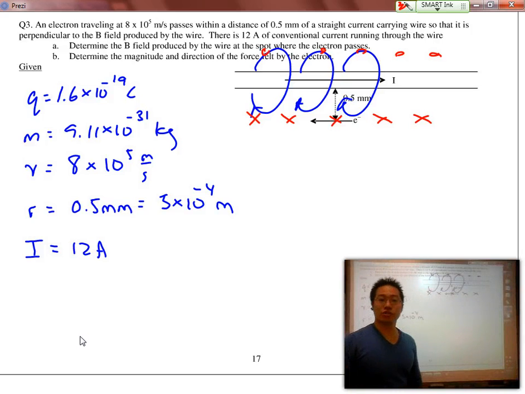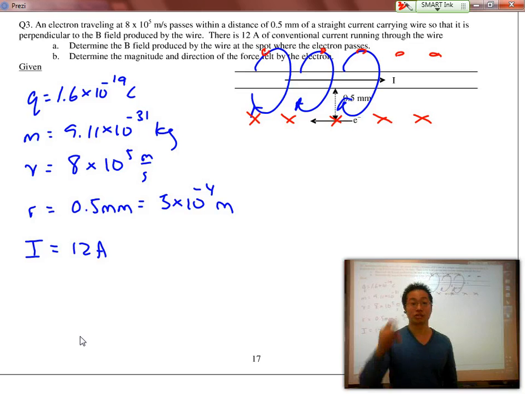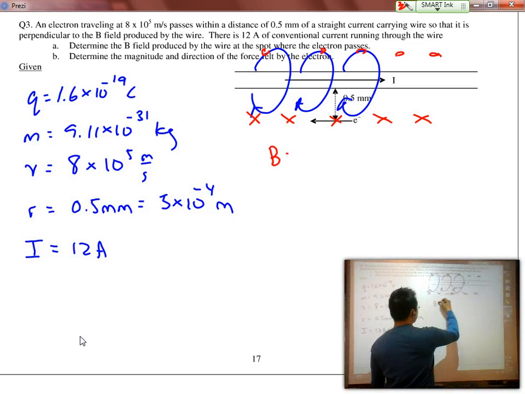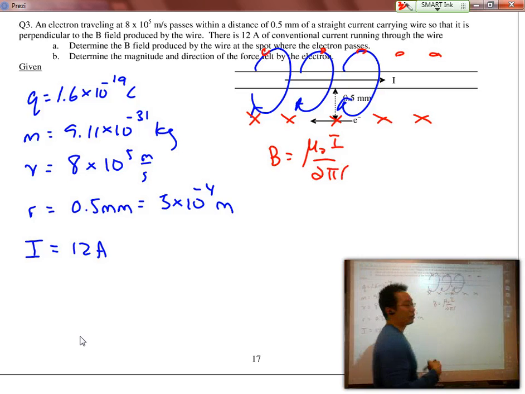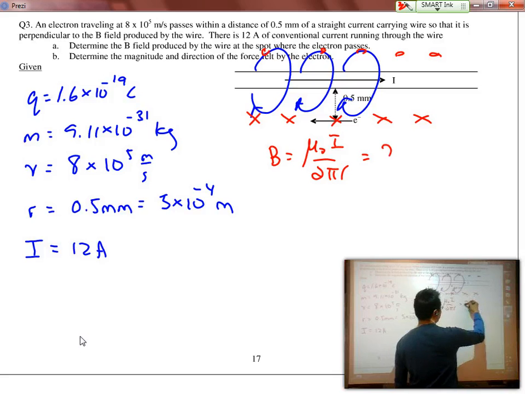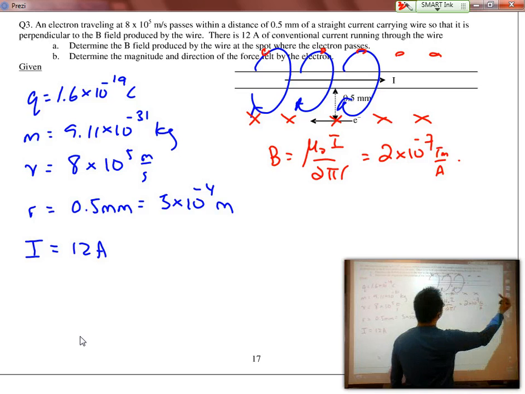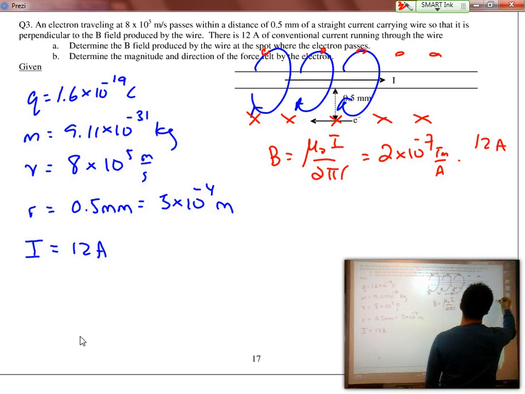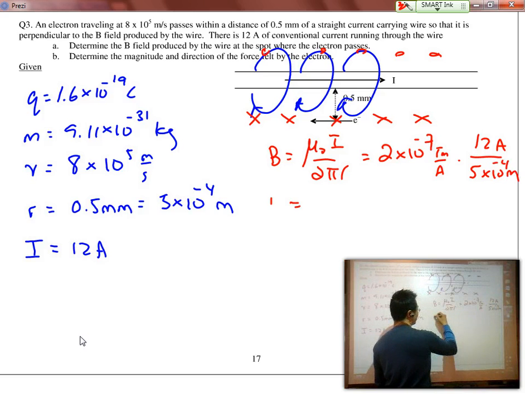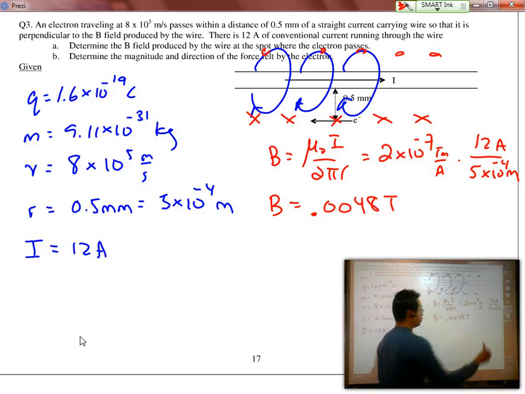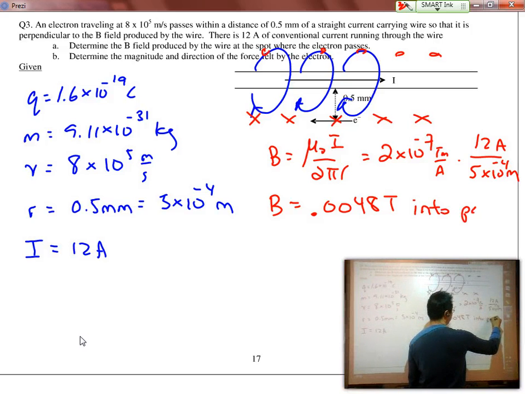They ask us first, what is the strength of that magnetic field where the electron is located? Well, B is equal to mu naught I over 2 pi r. Again, the mu naught and the 2 pi are going to cross out, so that way we end up with 2 times 10 to the negative 7 times 12 amps divided by 5 times 10 to the negative 4 meters. So in this case, the magnetic field is equal to 0.0048 Teslas. As we already used the hand rule, it showed that it was going into the page.